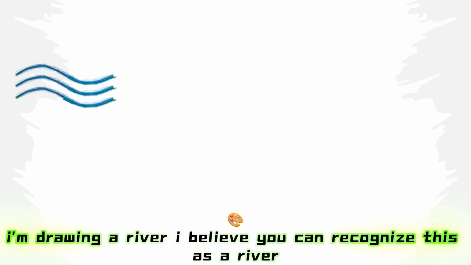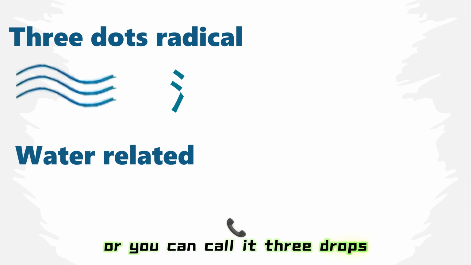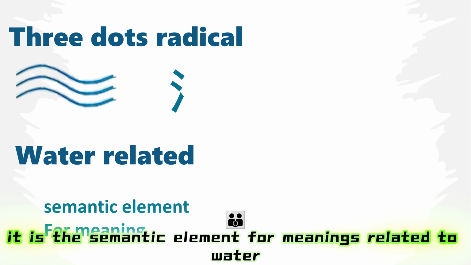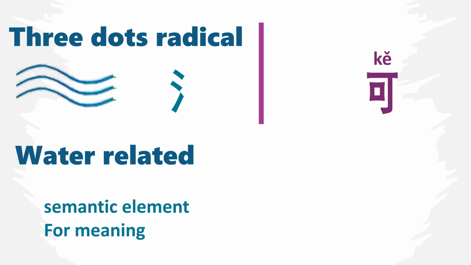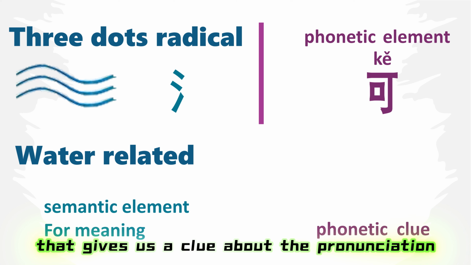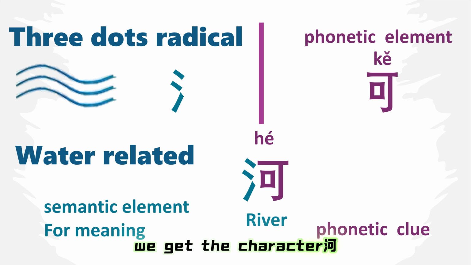Here, I'm drawing a river. I believe you can recognize this as a river. This is how it's simplified into 3-dot radical, or you can call it 3 drops water radical. It is the semantic element for meanings related to water. The right part is the character 可. It's a phonetic element that gives us a clue about the pronunciation. When we combine these two elements, we get the character 和, which means river.